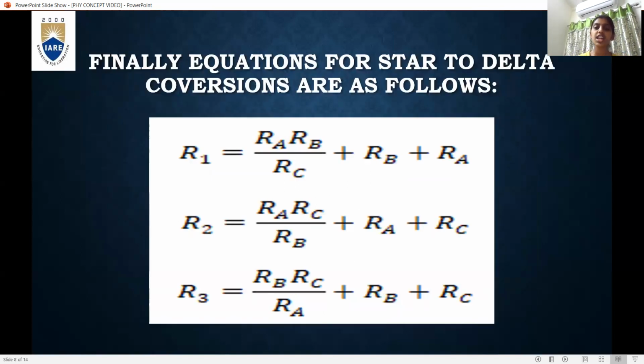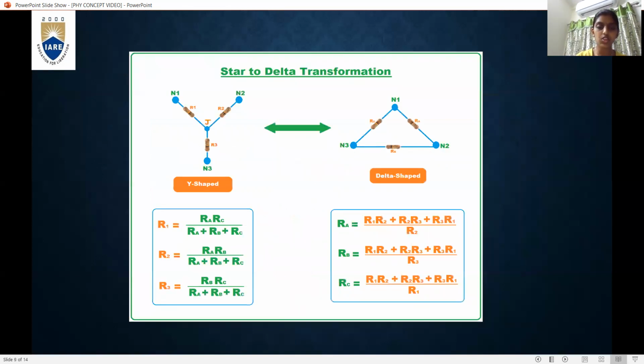So final equations for star to delta conversions are as follows. R1 is equal to RB by RC plus RB plus RA, and R2 is equal to RC by RB plus RA plus RC, and R3 is equal to RC by RA plus RB plus RC. So these are the three equations required for the conversion of a star network to a delta network. That is R1, R2, R3 are the three equations which are needed. So in this picture, you can see the formulas which are needed to convert a star network to a delta network or a Y-lettered network to a delta network.